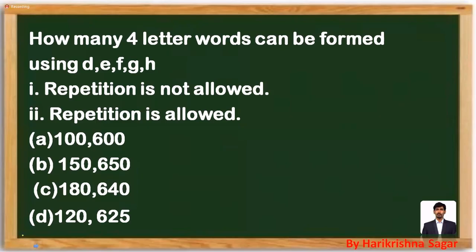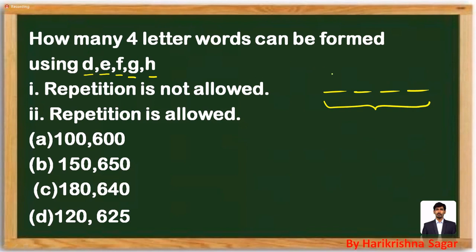Let's have a glance at the second model question. The question projected is: how many four-letter words can be formed using D, E, F, G, H? First, repetition is not allowed. Repetition not allowed means once you take any letter, we should not take it again. So how many letters are there in the sample space D, E, F, G, H?